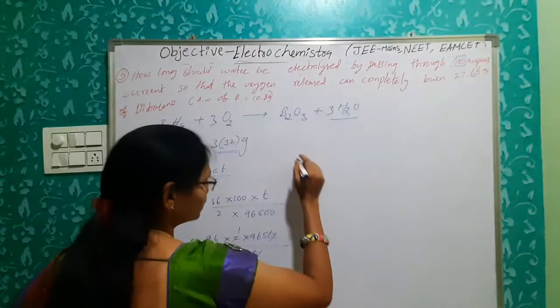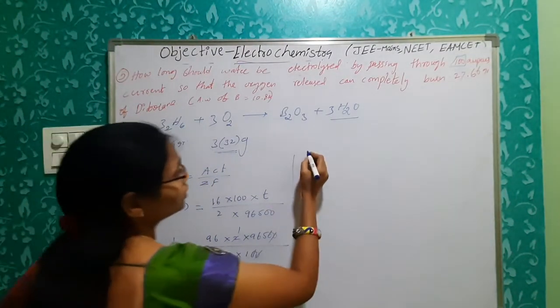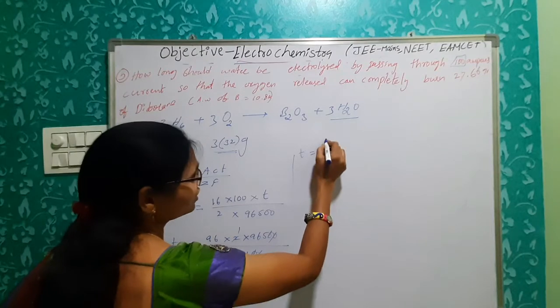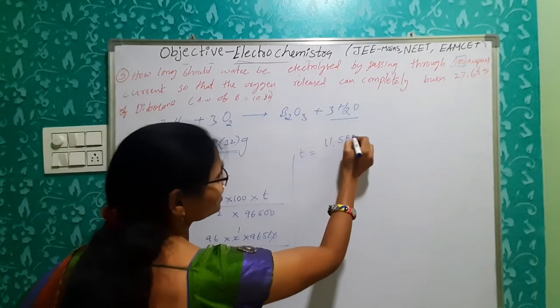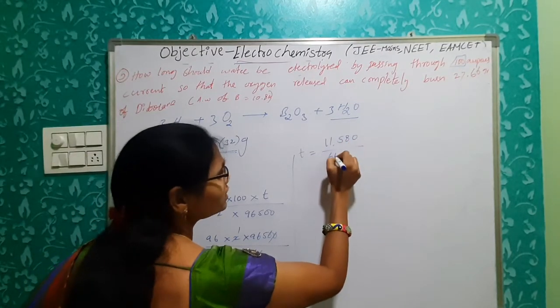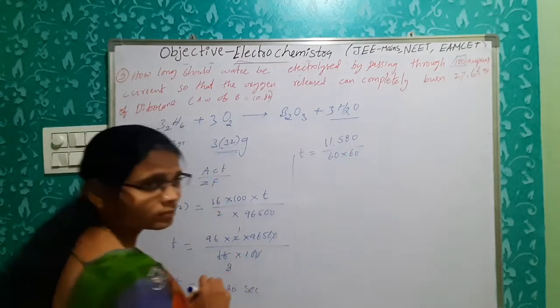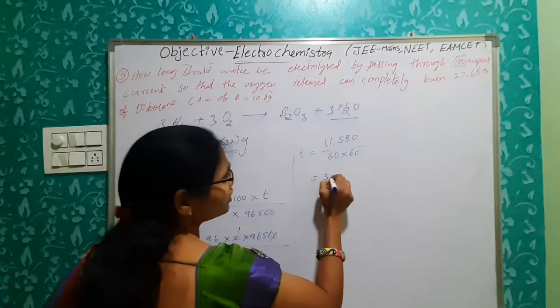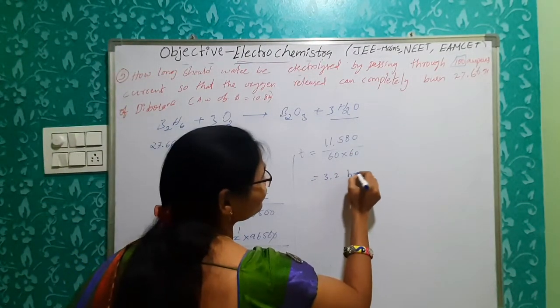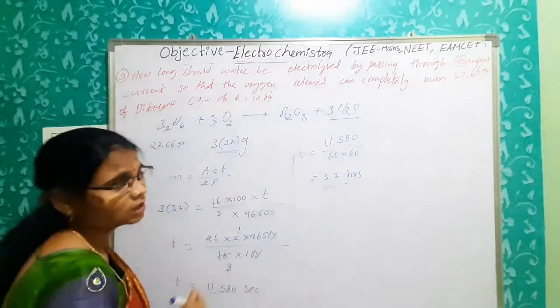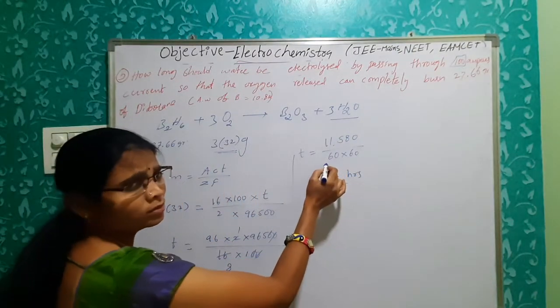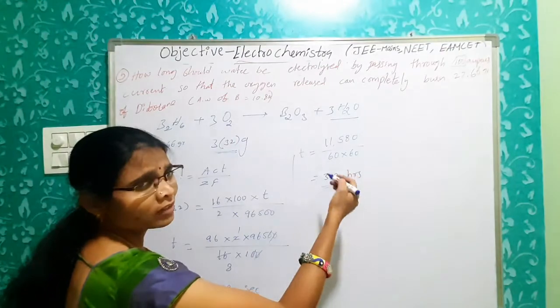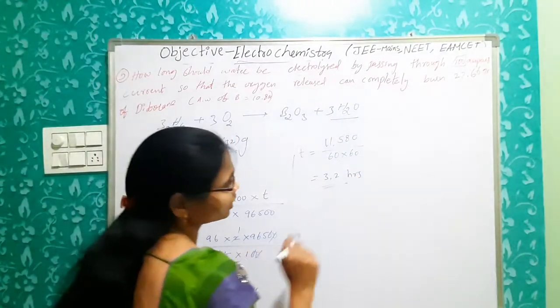But the answer is needed in hours. Simply T is equal to 11,580 seconds by 60 into 60. We'll get 3.2 hours. Okay. Seconds converted into minutes by 60, and minutes into hours by 60.